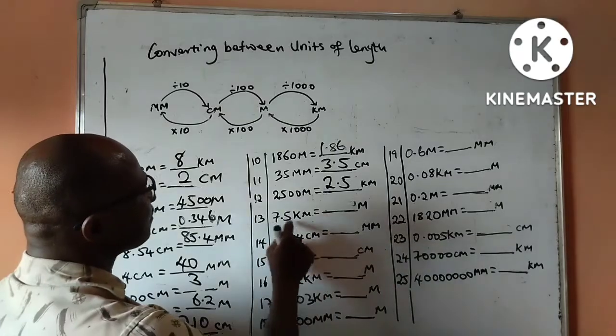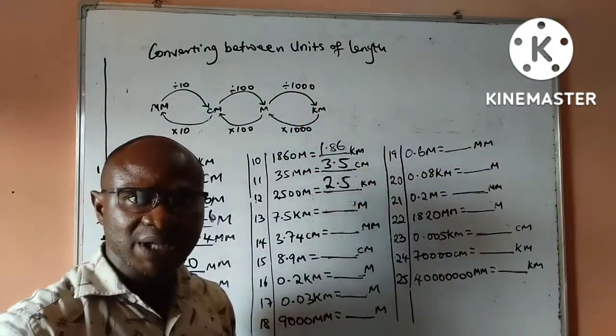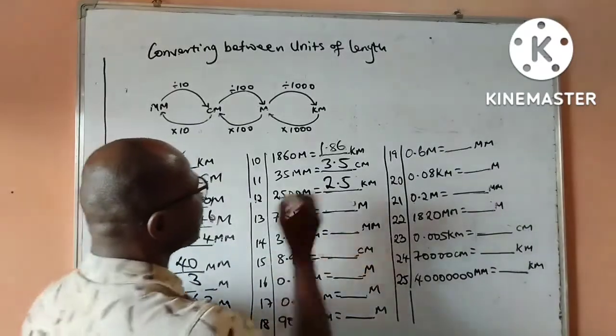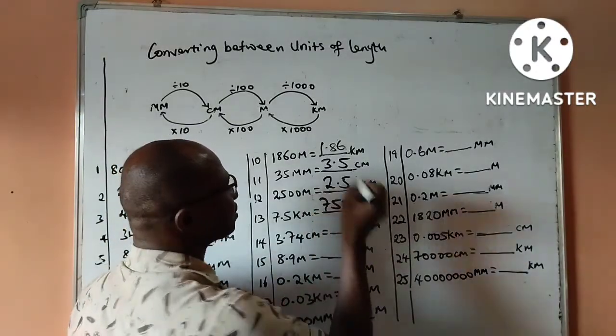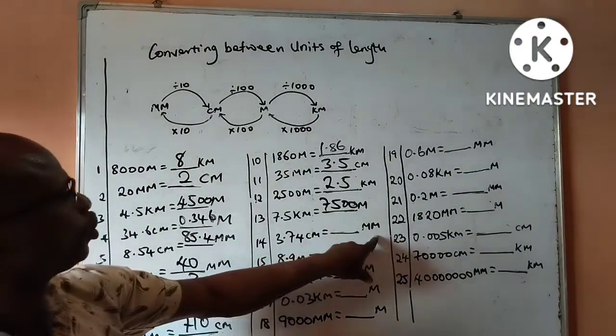I have again 7.5 km to meters. I want to move from km to meters. I multiply by 1,000. What is your answer? My own answer is 7,500. I want to move cm to mm.